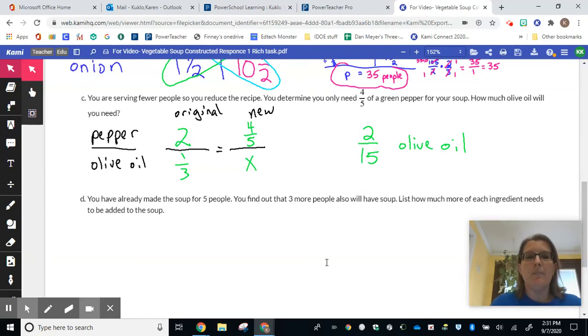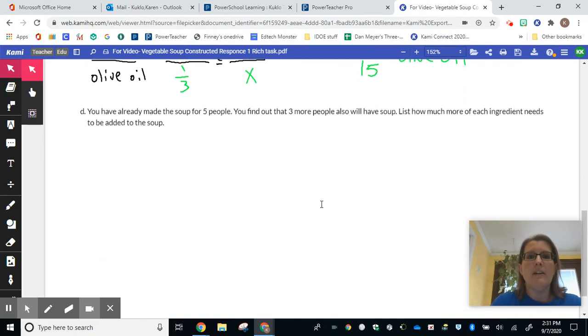Now we're going to talk about part D, but first double check your part C. You should have gotten 2/15 cups of olive oil. For part D, you already made the soup for 5 people. So you already made the original recipe.